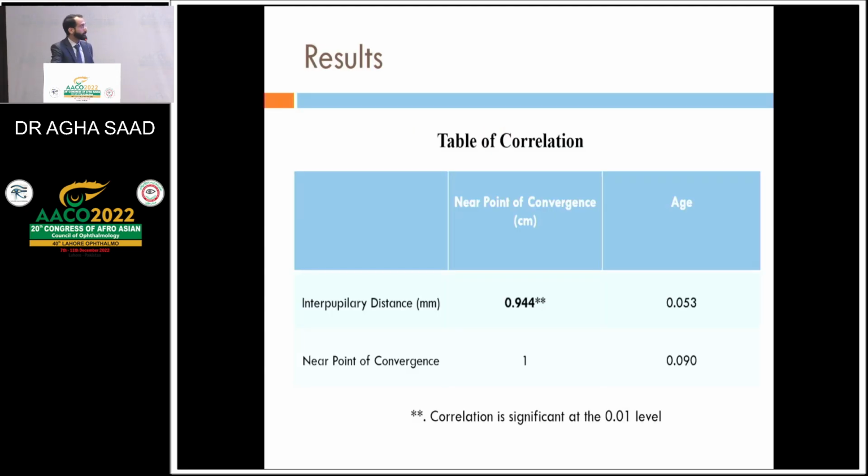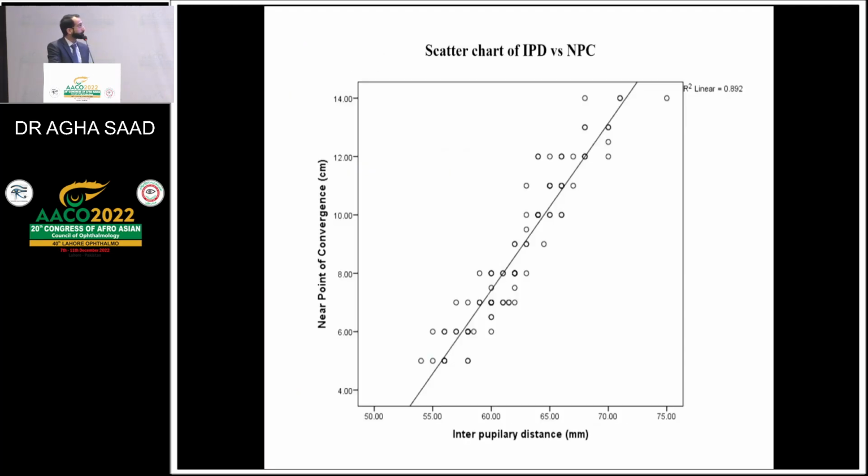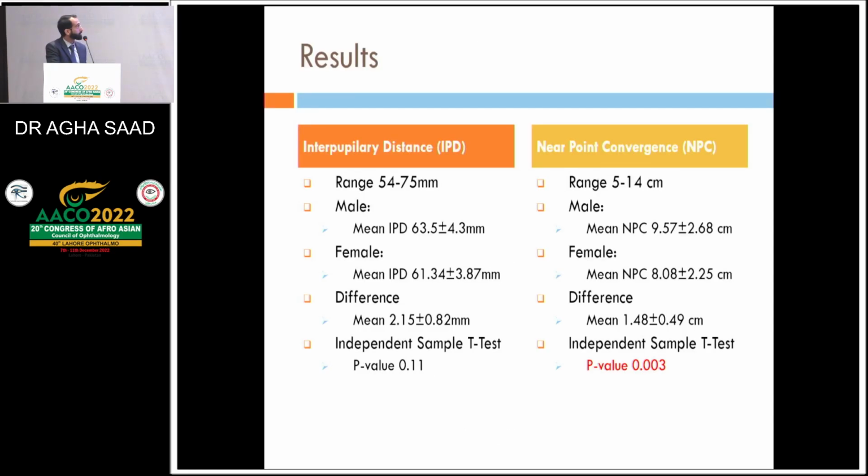The table of correlation shows that interpupillary distance and near point of convergence have a strong correlation of 0.944, which is a very strong correlation, and the correlation of age with interpupillary distance and near point of convergence is weak, mentioned as 0.53 and 0.09 respectively. This graph represents that when the interpupillary distance of the individual increases, their near point of convergence also increases. This graph shows the strong positive correlation between interpupillary distance and near point of convergence.